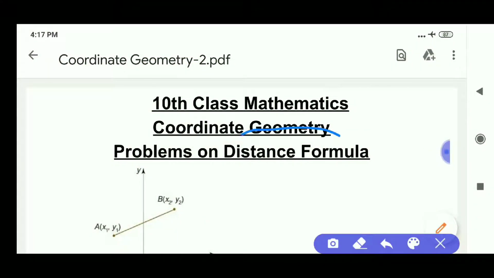Today we are learning the distance formula and solving some problems relating to the distance formula. This topic is very important in our coordinate geometry chapter.